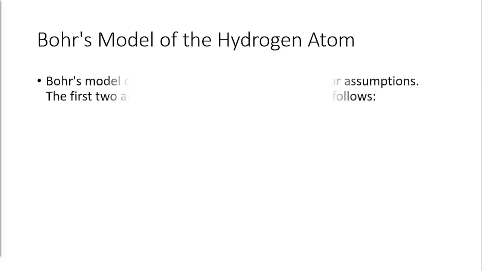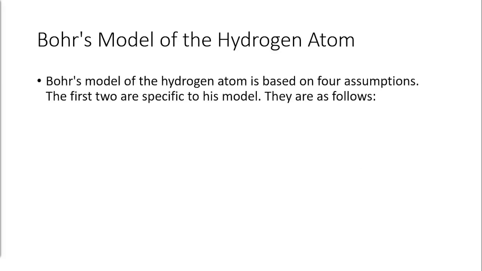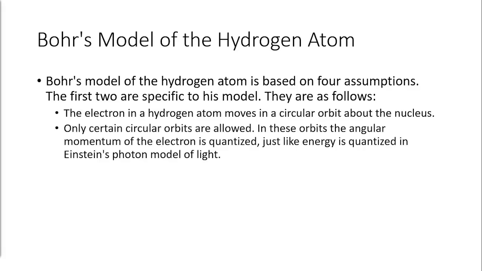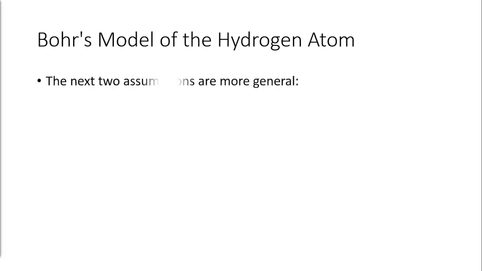Bohr's model of the hydrogen atom is based on 4 assumptions. The first 2 are specific to his model. They are as follows. The electron in a hydrogen atom moves in a circular orbit about the nucleus. Only certain circular orbits are allowed. In these orbits, the angular momentum of the electron is quantized, just like energy is quantized in Einstein's photon model of light. The next 2 assumptions are more general.